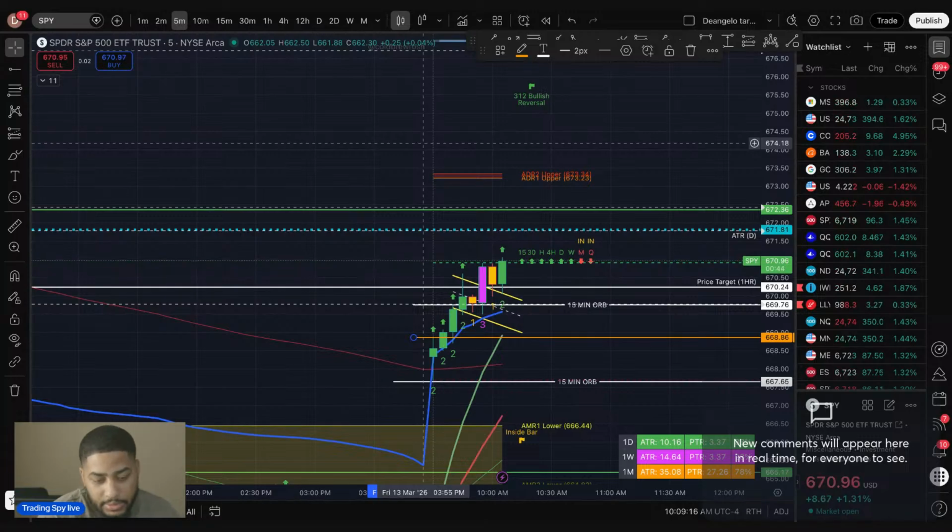Man, I wish they would have came back and tell VWAP. And they technically did. They were hovering at VWAP for the first 15 minutes of the market. But I need that 9 EMA touch. At this point, that's what I'm waiting on.